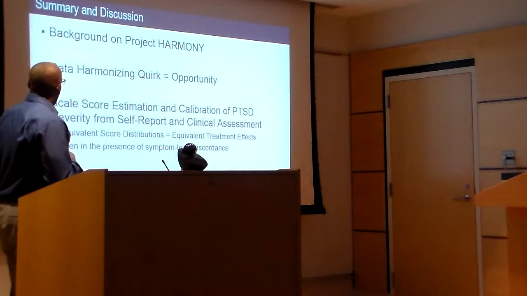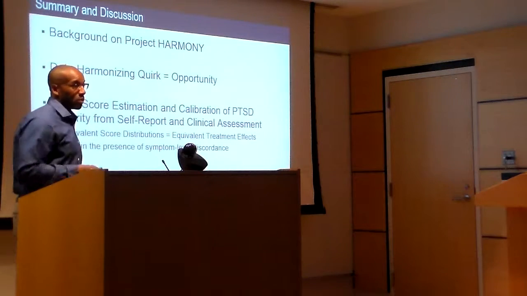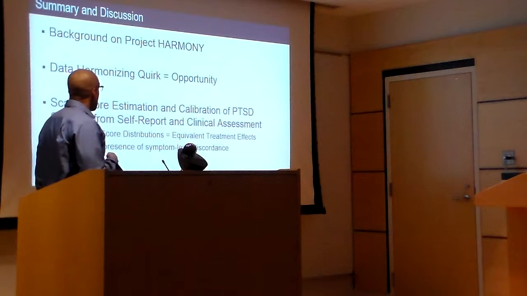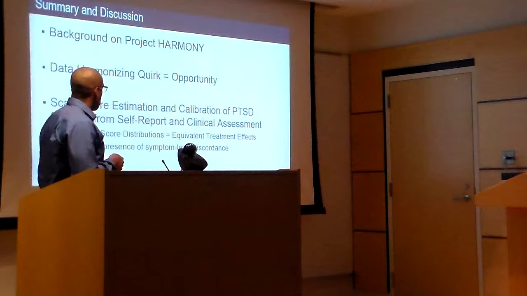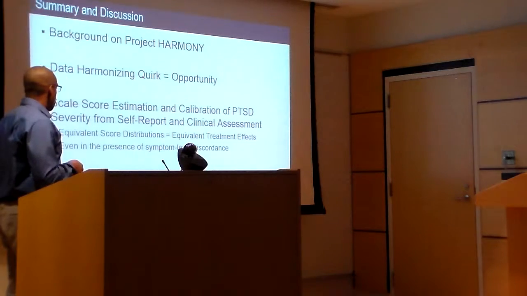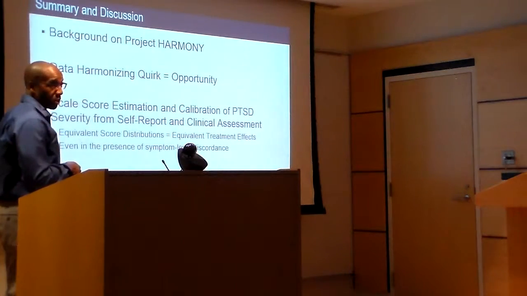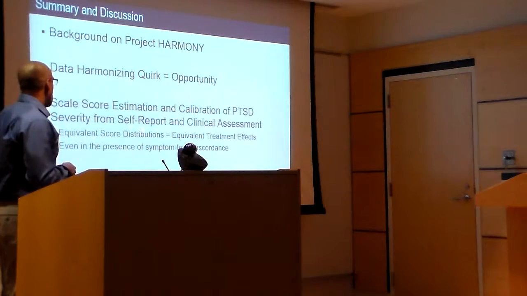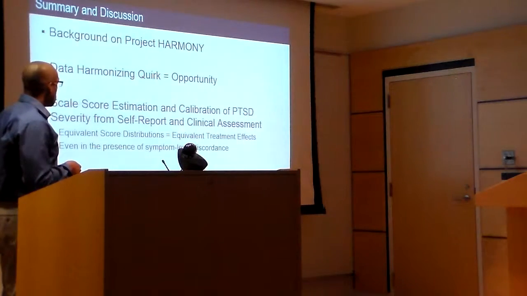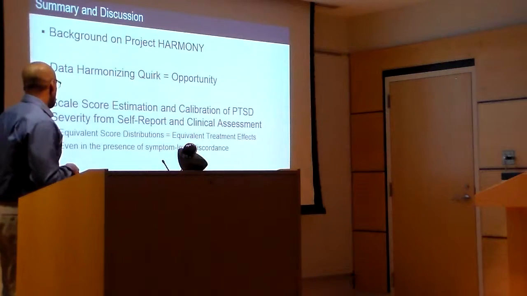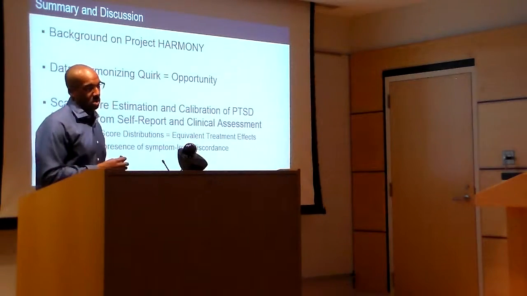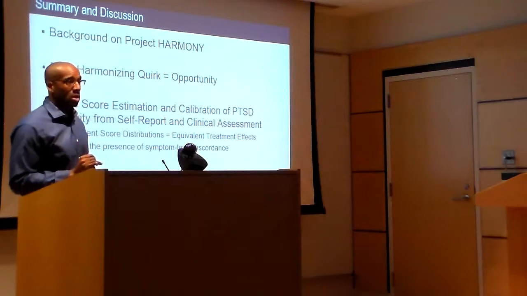So with that, I've given you some background on Project Harmony in terms of some of the stuff that we planned on doing and how some of the data harmonizing issues turned into a potential opportunity, and then bring in this notion of calibration from the educational testing literature to help us generate equivalent, or at least statistically equivalent, score distributions and equivalent, at least statistically equivalent, treatment effects, and how to do that knowing you've got symptom level discordance between reporters. So with that, I'll stop there. I guess we can ask the questions.